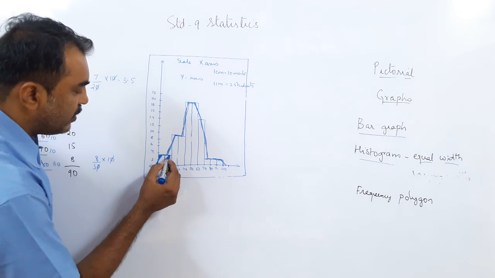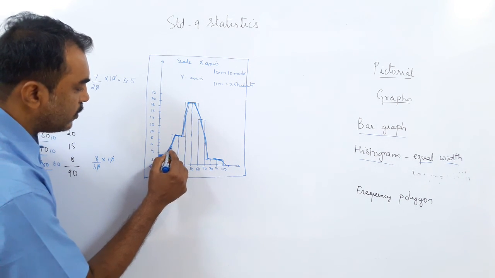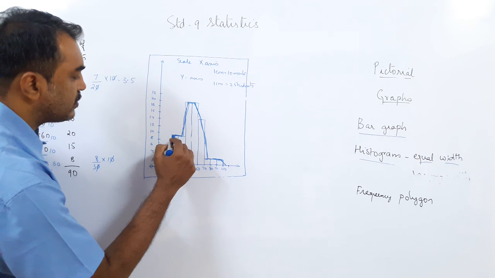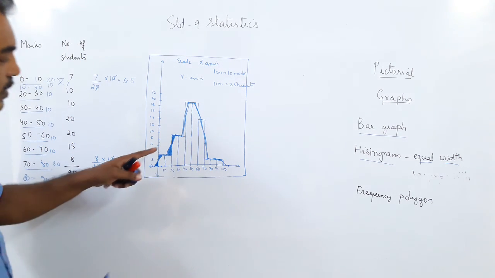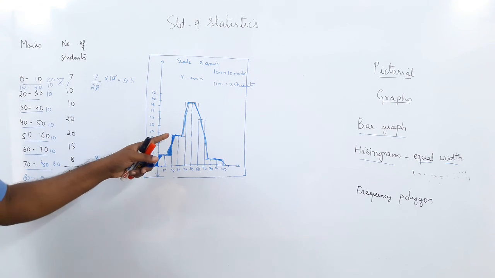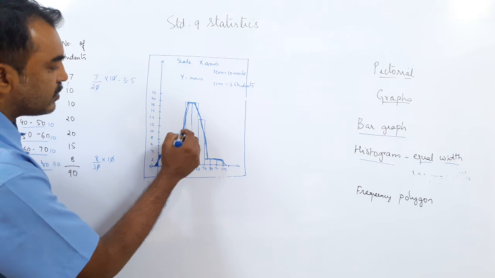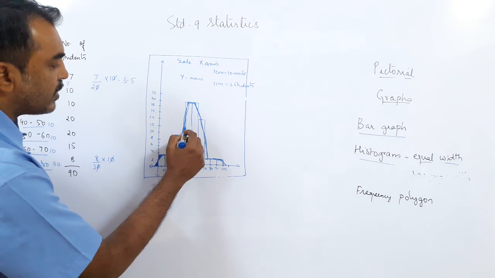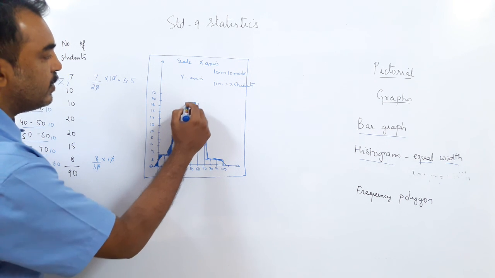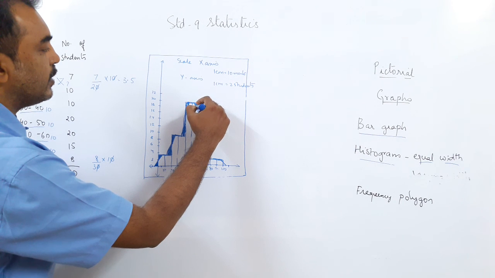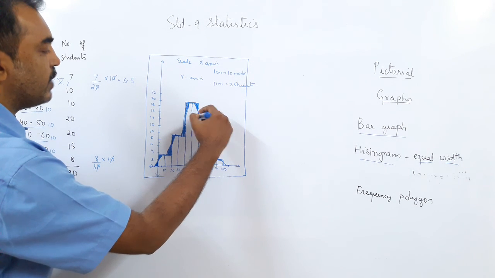In the same way, the area under the polygon but outside the bar graph is represented by this one, equal. So these things are balanced. Even here, you can see this area is outside the bar graph but inside the polygon, and this is inside the bar graph but outside the polygon. So this area and this area get balanced.